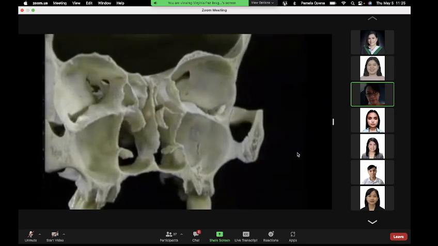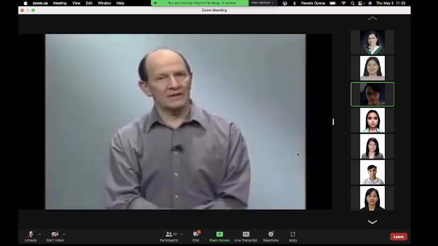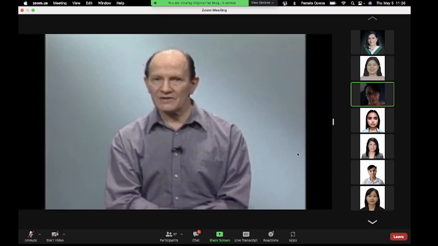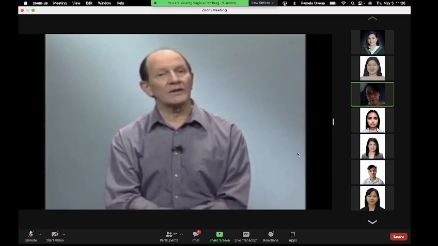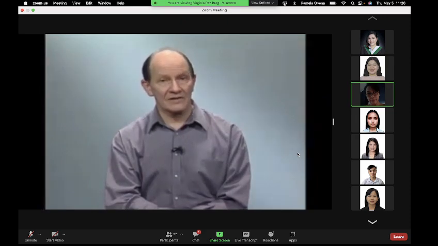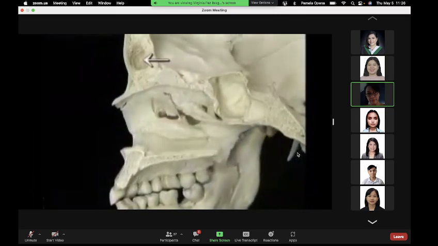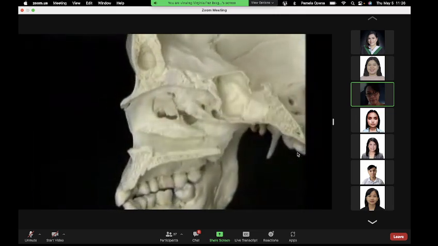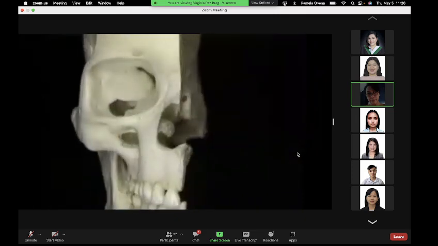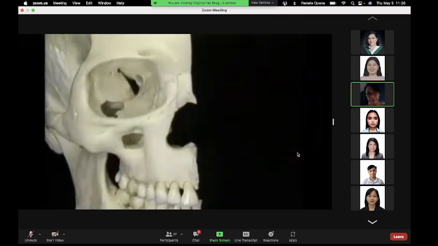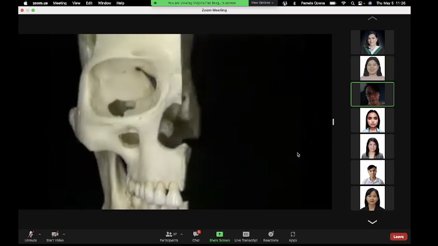Now that we've seen the ethmoid bone, we'll return to the cavities for the paranasal sinuses and see how they connect with the nasal cavity. We'll look at the openings for the frontal and maxillary sinuses first. Here's the frontal sinus cavity. Here's the maxillary sinus cavity, seen through an artificial opening.